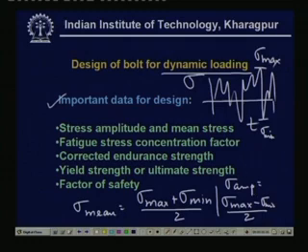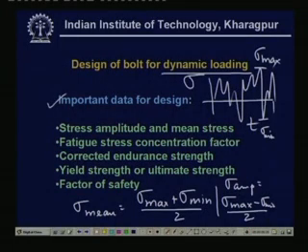Then the next is the fatigue stress concentration factor. Normally for ductile material, the stress concentration factor is not very important, but for brittle material it is very important. For ductile materials it is not so, because plastic deformations will take place which will reduce the stress concentrations anyway. But whenever we have fatigue loading, then we have to take this fatigue stress concentration factor. So this is again tabulated. For various kinds of bolts, we have various fatigue stress concentration factors. Then the corrected endurance strength.